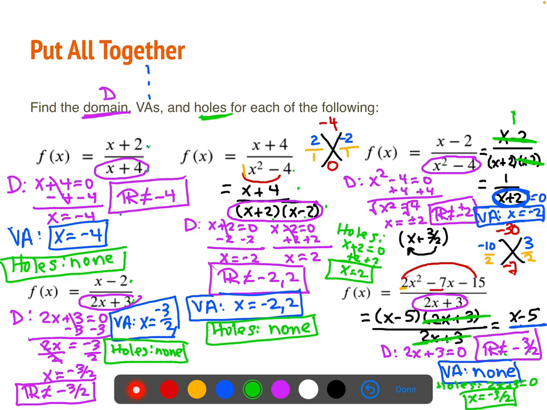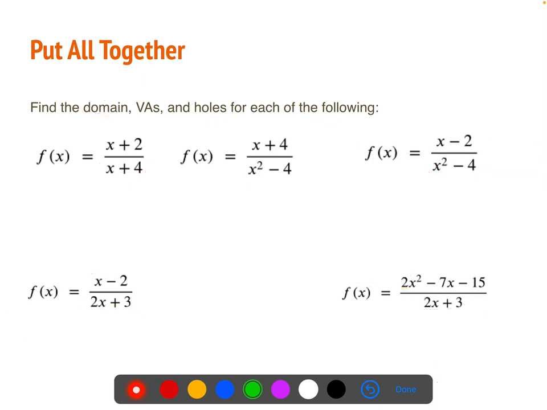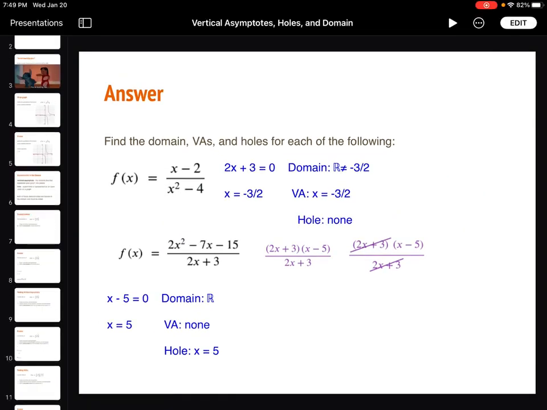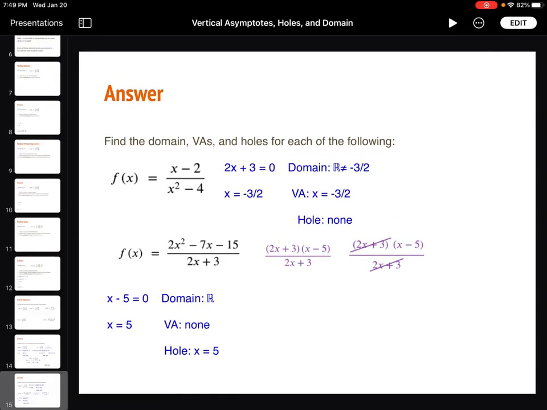So now you're going to be doing some of these on your paper. You're going to be taking the functions. You're going to find their domain. You're going to factor it top and bottom completely. Anything you canceled that looked the same on top and bottom will give you your holes. Anything that didn't cancel from the bottom is your VAs.